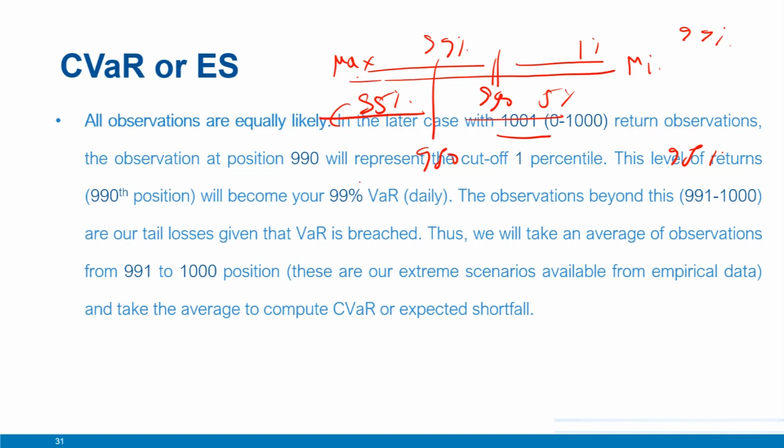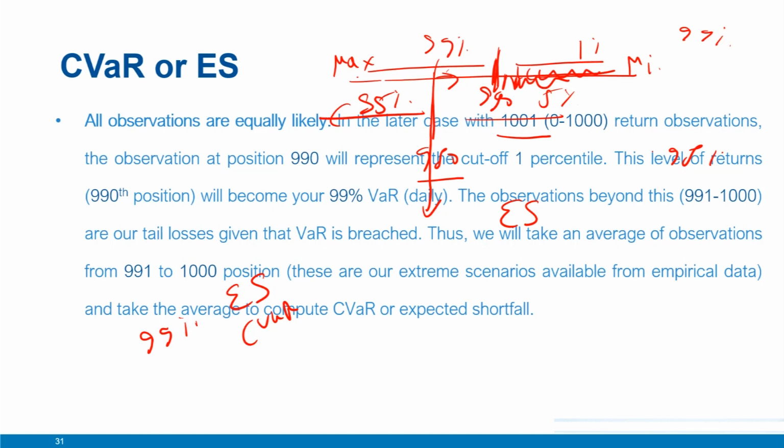Now, with the C-VaR or ES, the idea is that this corresponding value of loss is already breached. That means we are already on the right side of it, on the negative loss side. And therefore, the way to approach this problem is to find all the values. Let's say we are looking at 99% expected shortfall or C-VaR. Then the idea is to pick up all the values that are higher than this 990th position, on the right side of it, and take the average of them. That average would be the expected shortfall, or expected value of loss given that 99% VaR is breached.